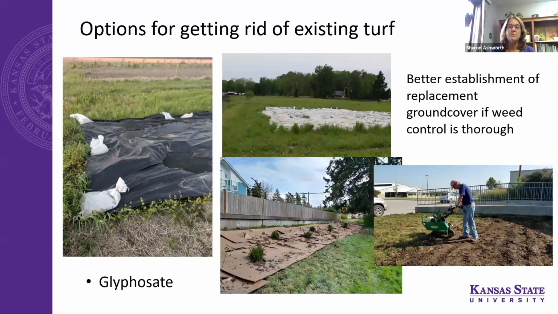To get the best establishment of whatever replacement you're using, whether it's an alternative turf, like you want to switch from tall fescue to zoysia or buffalo grass, or you want to try this sort of tapestry ground cover, it's really key to get the weeds under control first. Make sure you get rid of what's there first. And then you're going to have much, much better establishment and much better luck in transitioning your existing turf grass into something else.